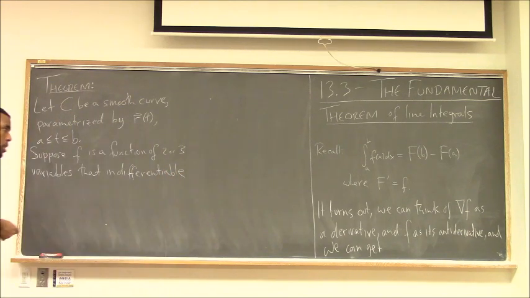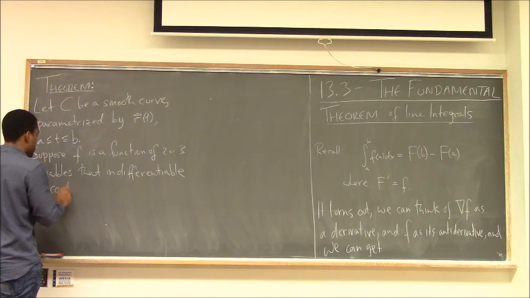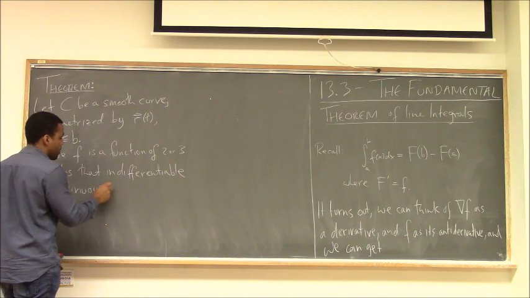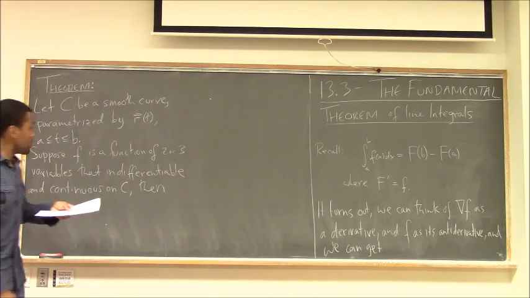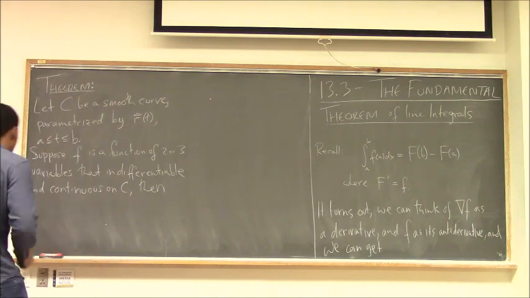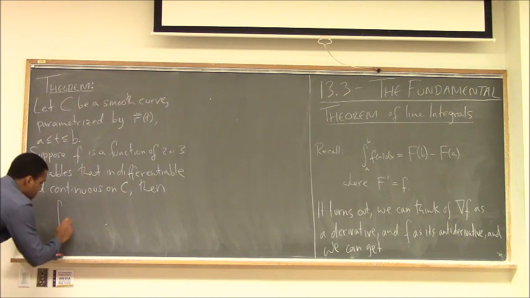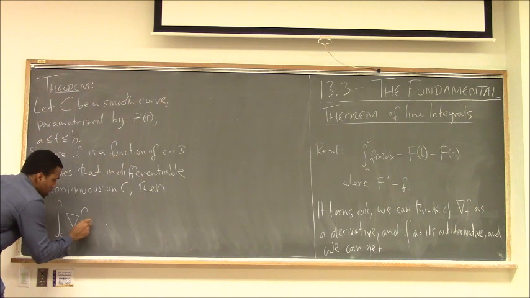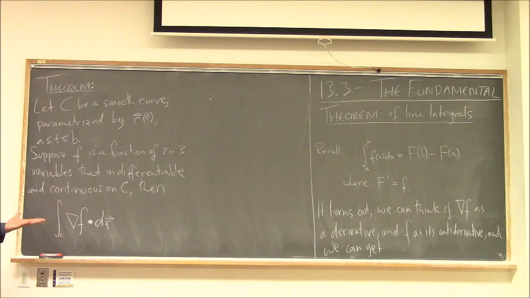Meaning we can find its partial derivatives and continuous on C. Then the following is true. If I take the line integral over its gradient field, dot dr, the same kind of f dot dr integral, computed in the same way, except my big F is now the gradient of some function that I have.